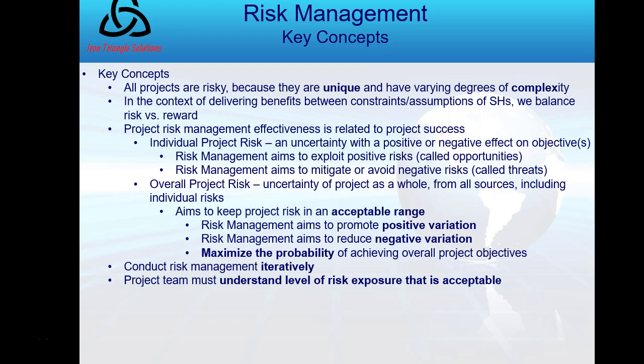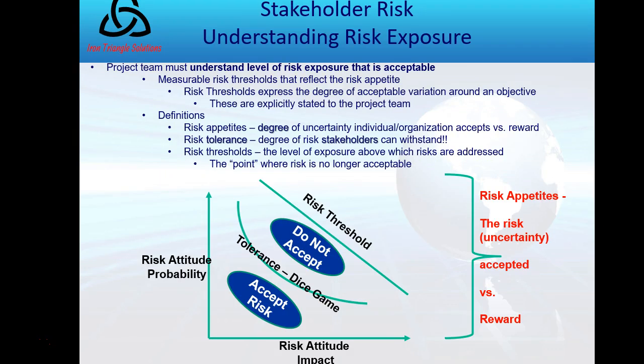We have to seek a level of risk exposure that is acceptable. So what is risk exposure? This is some sort of measurable threshold that reflects our stakeholders' risk appetite. What's that acceptable variation? I drew a slide as I see it happening, based on these three definitions: risk appetite, which is the degree of uncertainty; risk tolerance, which is the degree that stakeholders can withstand; and the risk threshold, the point where it's no longer acceptable.